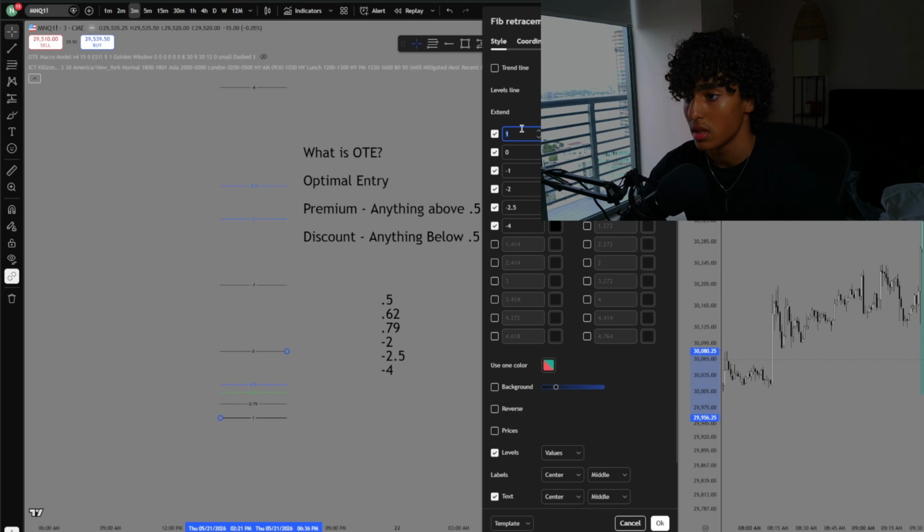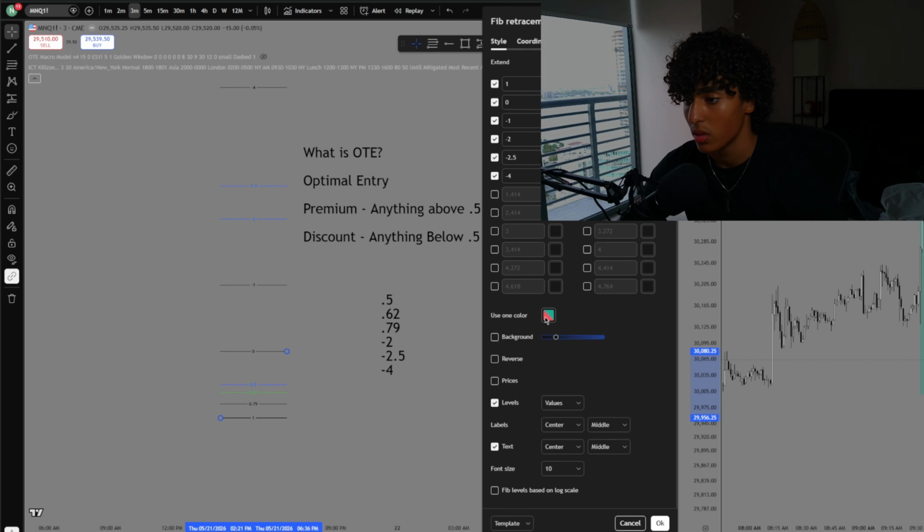I recommend you guys use this on anything, especially when you want to chart out your ranges, order blocks, whatever the case might be. So we have the 1, 0, -1, -2, -2.5, and -4. You can also obviously have the 0.79, 0.5, and the 0.62. And if you go here, you don't want to use one color, no background, add levels, values, center, middle, and then obviously text. And then you can put the font size a little bit just so it's a little cleaner.